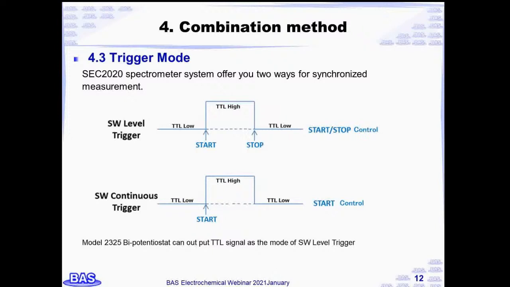By using trigger mode, if the external device is set to output the TTL signal at the same time as the electrochemical measurement starts, the SEC 2020 spectrometer accepts the input signal and will start the data acquisition at the same timing. Model 2325 can output a TTL signal as a mode of software level trigger, which controls both start and stop.